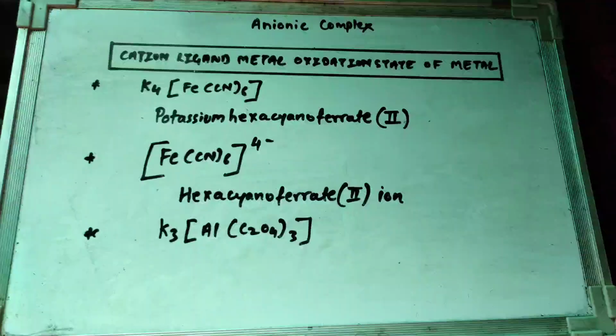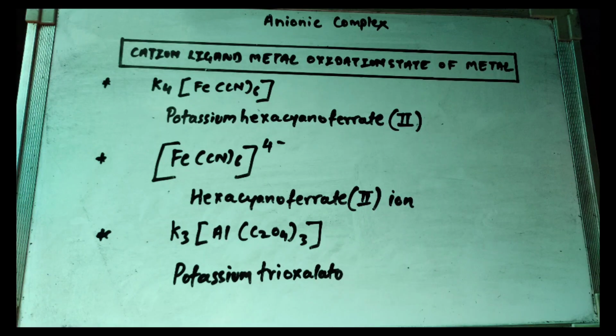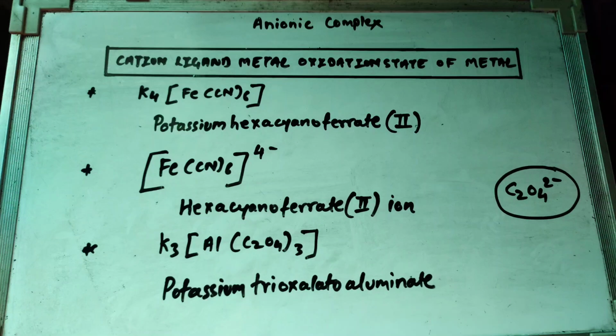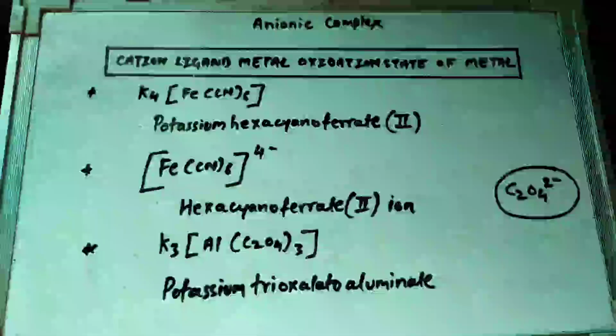Let's take one more example. Here cation is potassium, ligand is oxalate, which is named as oxalato. As there are 3 oxalate groups, we are going to use prefix tri. So potassium trioxalato. Metal here is aluminium. In anionic complex, aluminium is named as aluminate. So potassium trioxalato aluminate. As oxalate has -2 charge on it, oxidation state of aluminium is +3.